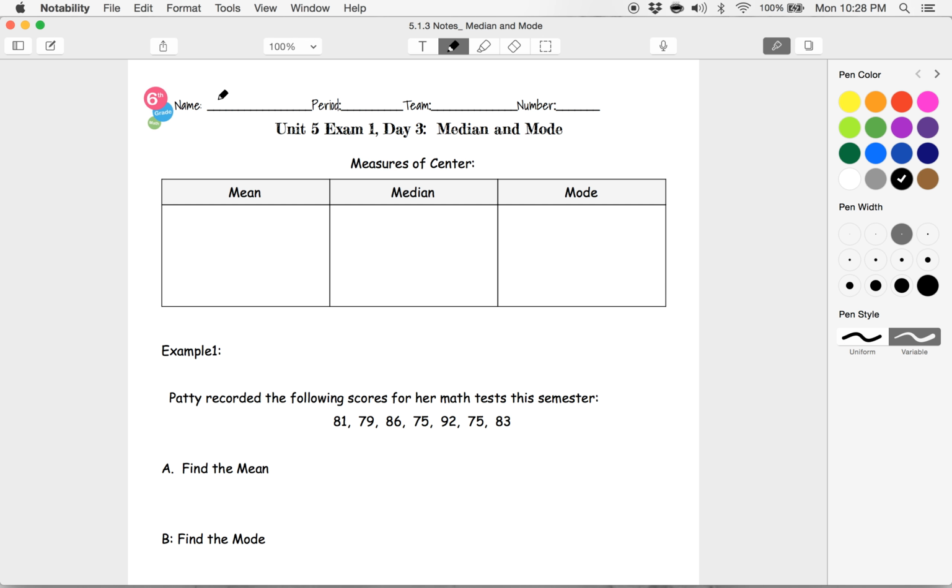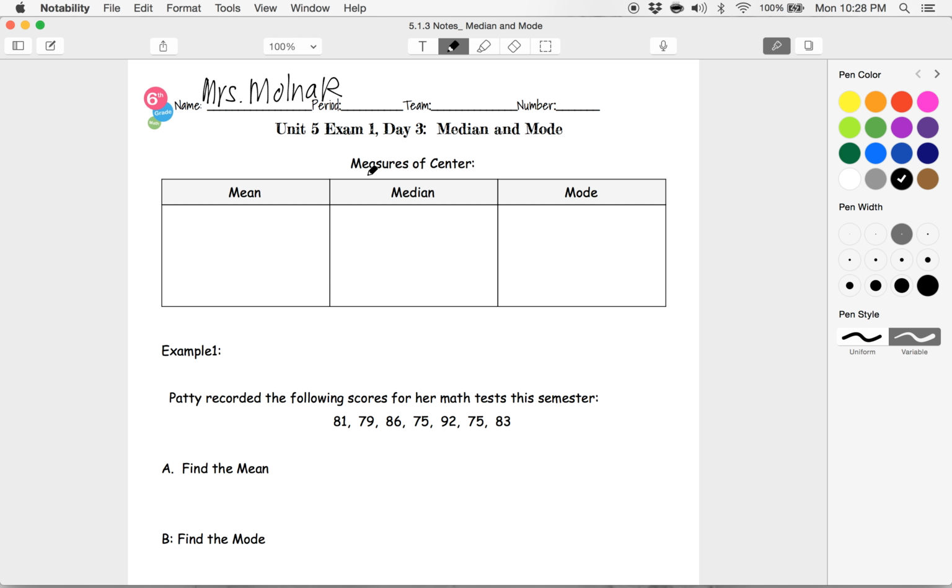So on the top of your notes, please put your name. I'm going to put my name. My name's Miss Molnar. And we're going to talk about the three measures of center. Now, they're listed here for us: mean, median, and mode. We have all three, mean, median, and mode.